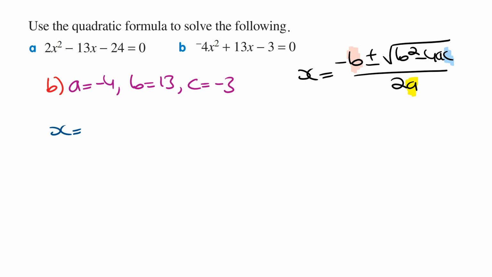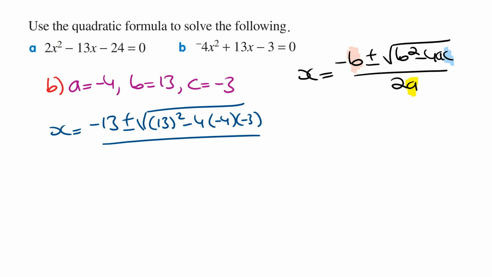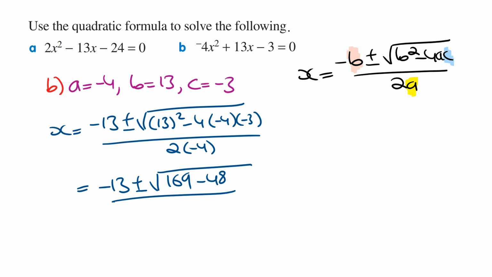So x is going to be minus 13 plus or minus the square root of b squared, so 13 squared, minus 4 times a, which is 4 times minus 4, and then times c, which is minus 3, all over 2 times a, which is 2 times minus 4. Cleaning this up, this is minus 13 plus or minus the square root of 13 squared, which is 169, and then minus 4 times minus 4 times minus 3 is minus 48, all over 2 times minus 4, which is minus 8.